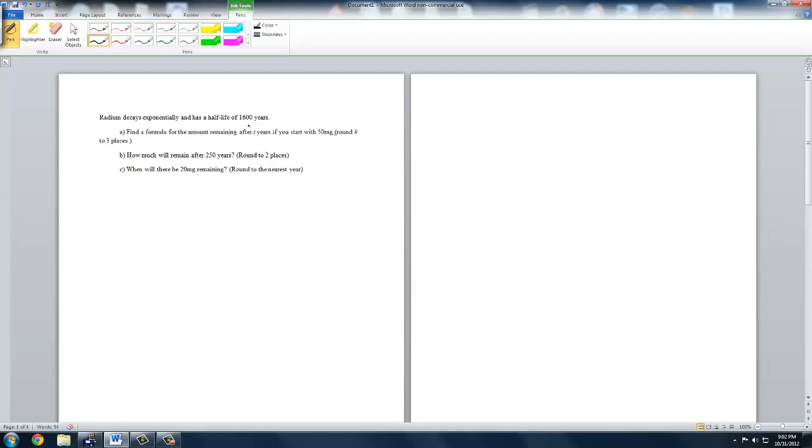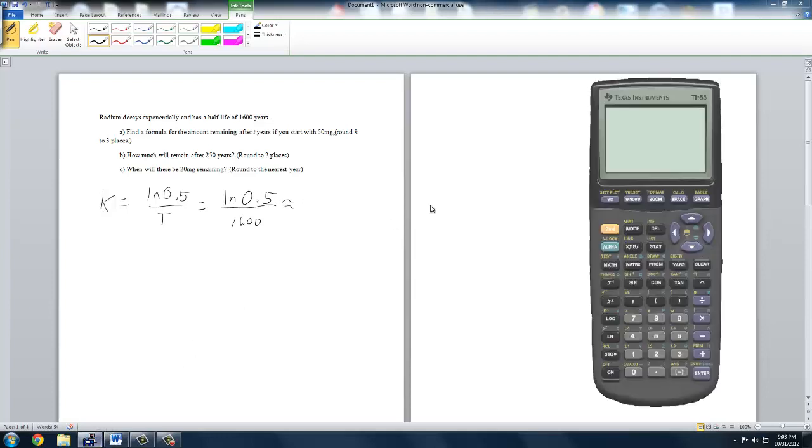Okay, so since radium has a half-life of 1600 years, we know automatically that k is equal to the natural log of 0.5 divided by time. So in this case, k is equal to the natural log of 0.5, because that's half, divided by 1600. And we're going to round k to 3 places. More than likely, it will be a number in scientific notation. So let's do that here.